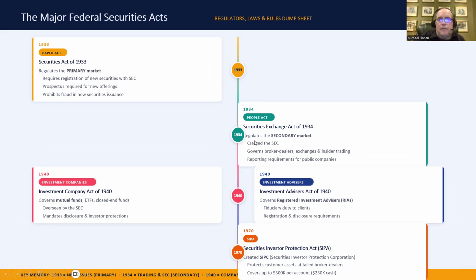So the 1934 Act created the SEC, governs brokers, dealers, exchanges, insider trading, the secondary market, and created reporting requirements for public companies. In other words, the 1933 Act made them come out with prospectuses for IPOs. So you had to show what your actual financial situation was as a company before you could go public. And then there had to be continued reporting requirements, right? So if you remember, the 10Q is a quarterly unaudited report, but then every year, every public company must do a fully audited 10K with the SEC.